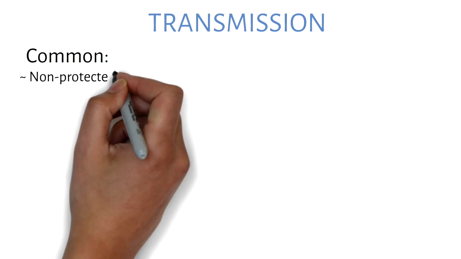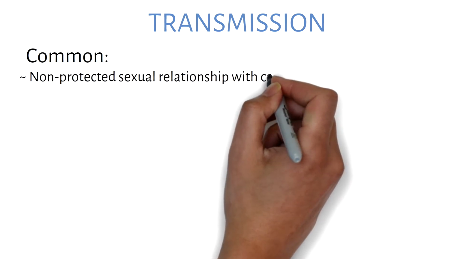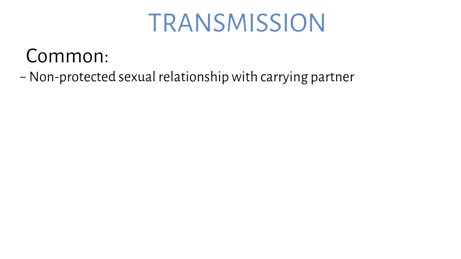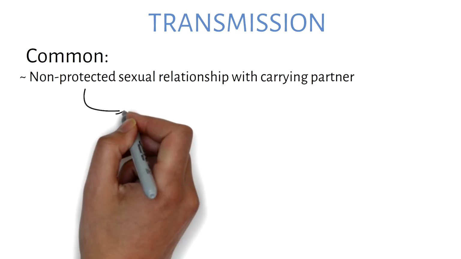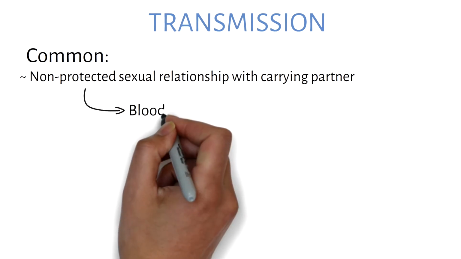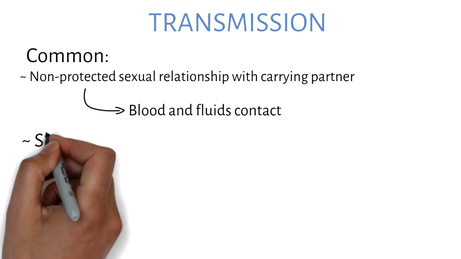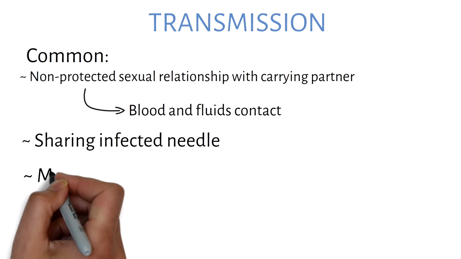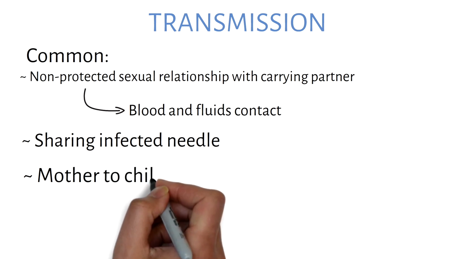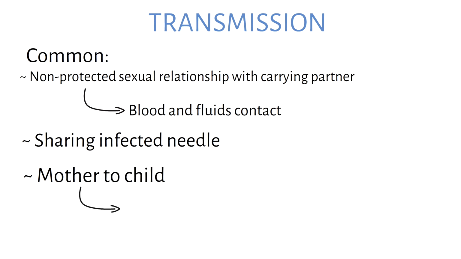In HIV, the most common routes of transmission include unprotected sexual relationship with a partner carrying the virus, as fluids and blood can carry HIV. HIV can spread upon unprotected sexual contact with these fluids. Other routes include sharing infected needles or mother-to-child transmission during pregnancy, birth, or breastfeeding.